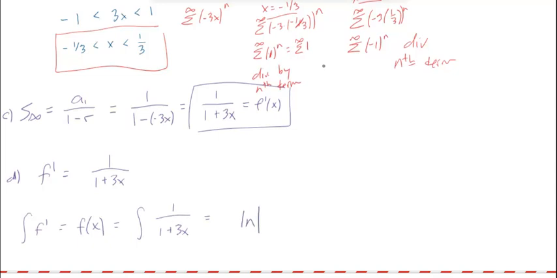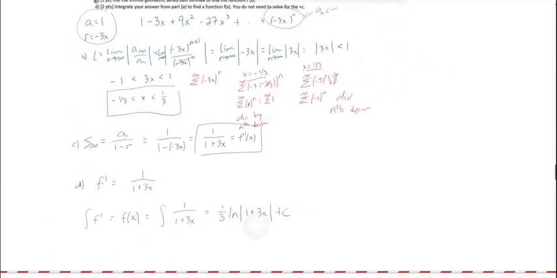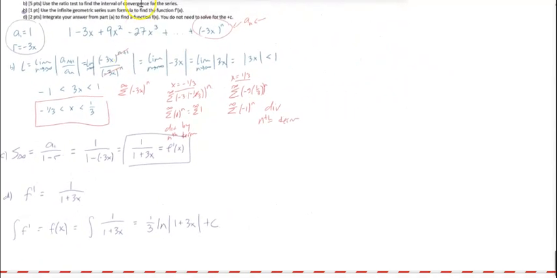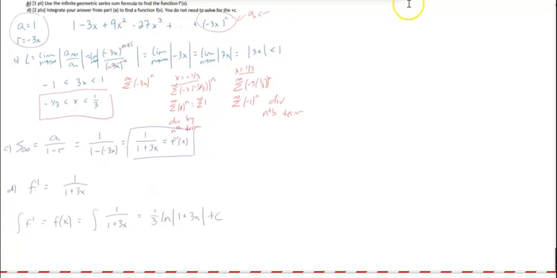You could use some u sub. I'm just going to do it. 1 plus 3x. And then I need to divide by 1/3 out front to balance the chain rule that we would get for deriving this. Notice if I derive this, I get that back. Plus my c. So let's see if we did what they asked us to do. It says integrate your answer from part A to find a function, f of x. You do not need to solve for the plus c.